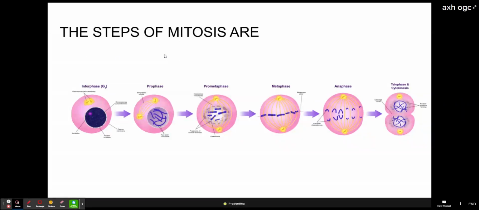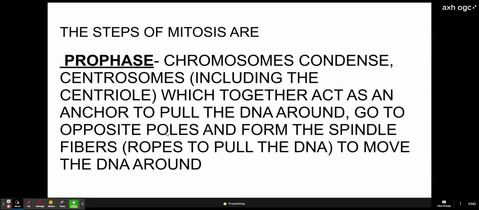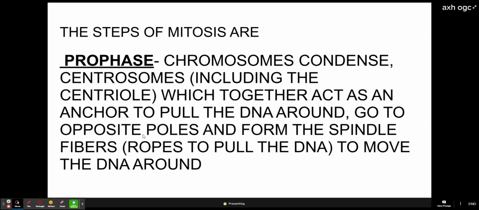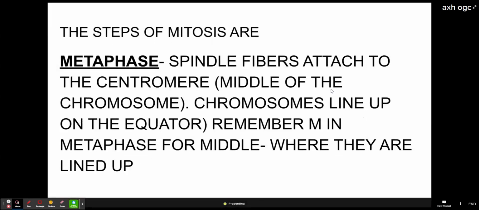So the steps of mitosis: interphase is G1, synthesis, G2. Then you have prophase, metaphase, anaphase, and telophase. And I'll go over those steps right now. Prophase is when the chromosomes condense into those chromosomes. Centrosomes, don't confuse that with the centriole, act as anchors to pull the DNA to each side so the cell can be split in the middle. Spindle fibers are the ropes that pull the DNA. Again, they're the same chemical structure as muscle cells. I know all these words kind of sound the same.